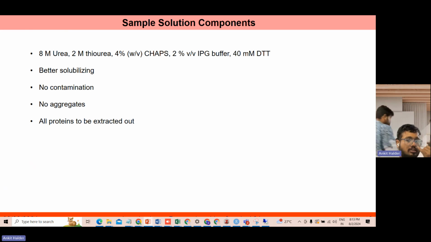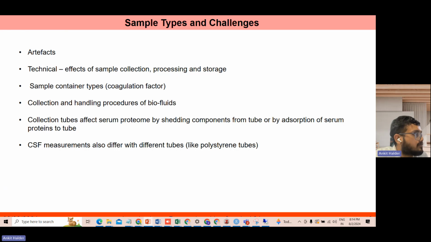So finally, what we are saying is that we want better solubilization, no contamination with lipids and other things, no aggregation, and all proteins to be extracted out. This is a kind of ideal condition for a standard sample. As I have already mentioned, each and every sample type requires special attention and care, and you need a thorough understanding of what kind of reagents and detergents to be used. So this is quite important in that aspect.